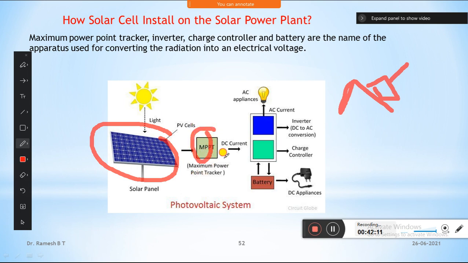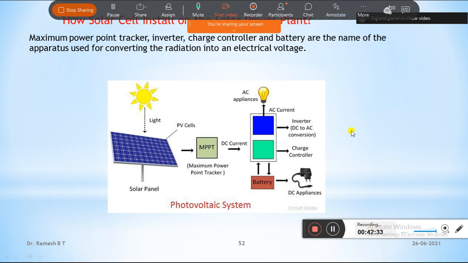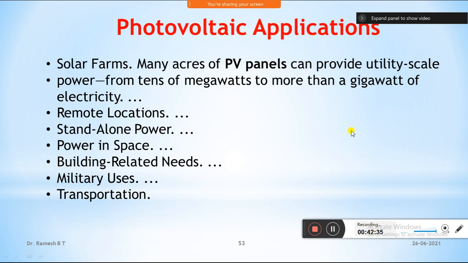Then it gives DC current, and we use batteries, and the inverter converts the DC into AC. That alternating current can be used for our household purposes if it is for a single or double panel. If you use n number of panels, we can easily use it for industrial applications, because it will generate more power. And these are the applications of the photovoltaic cell.